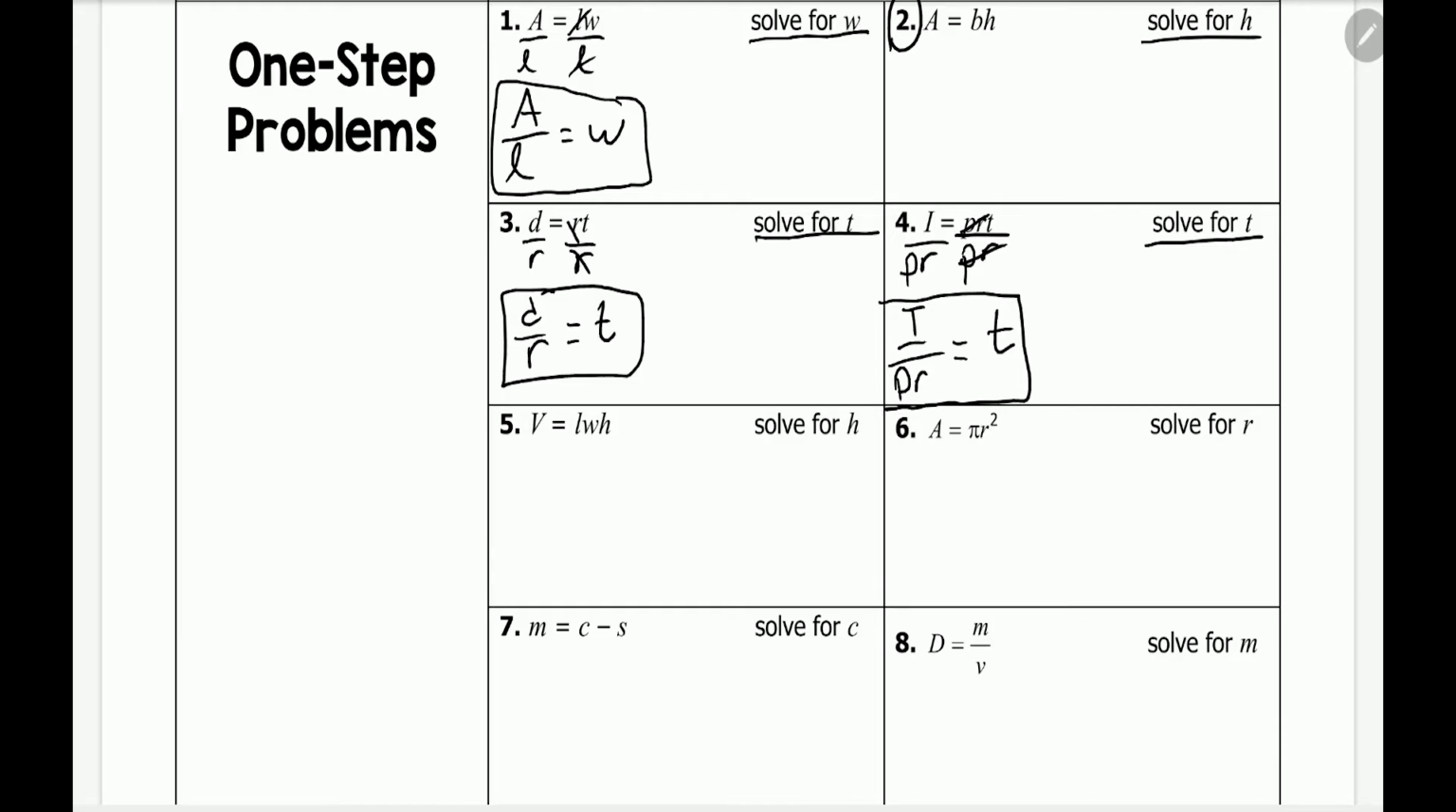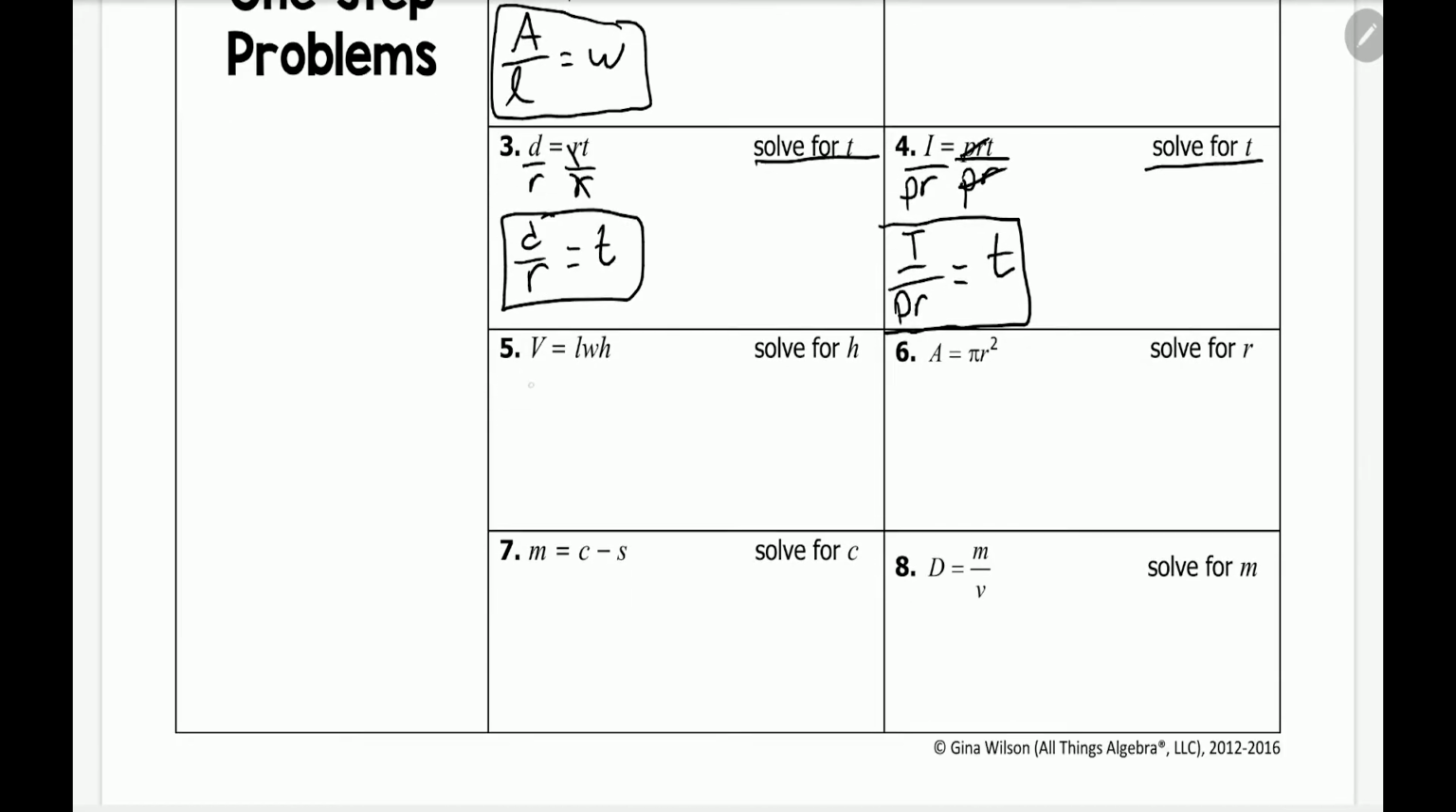Okay? Number 5. V is equal to L times W times H. We're asked to solve for H. So, looking at this side, we have to get rid of the L and the W. So we have to divide by both. Whatever we do on one side, we have to do on the other. These cancel. We're left with V over L times W is equal to H. Since H is isolated, we have that this is our final answer.